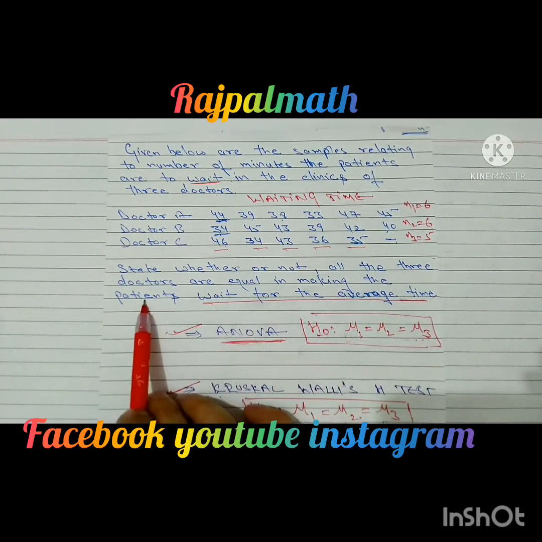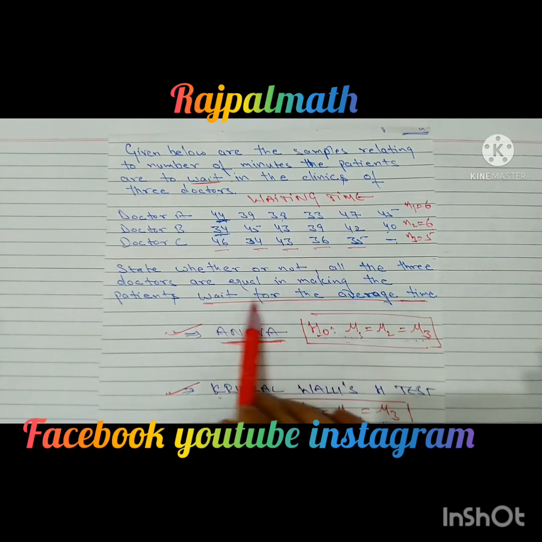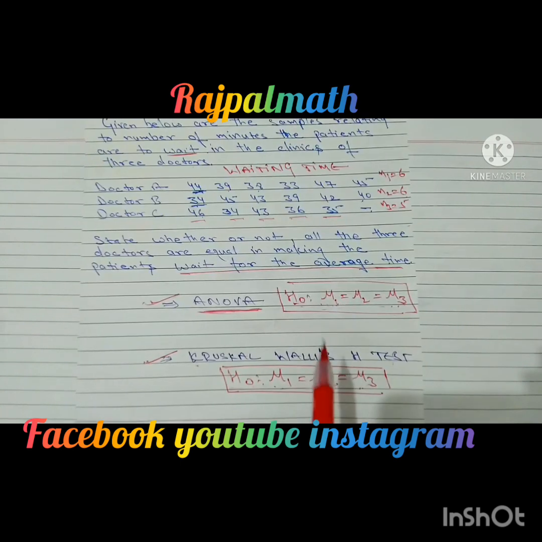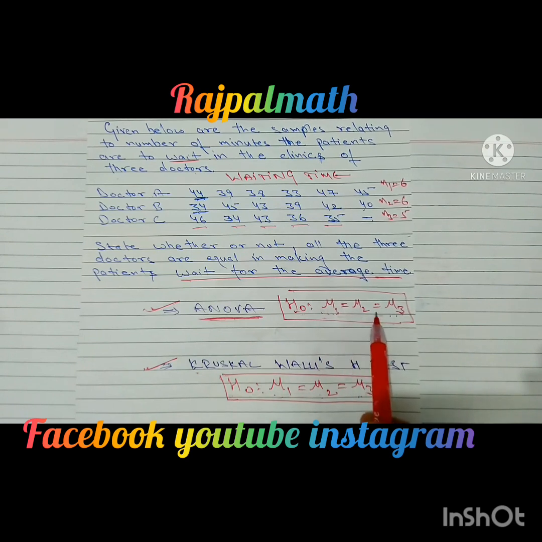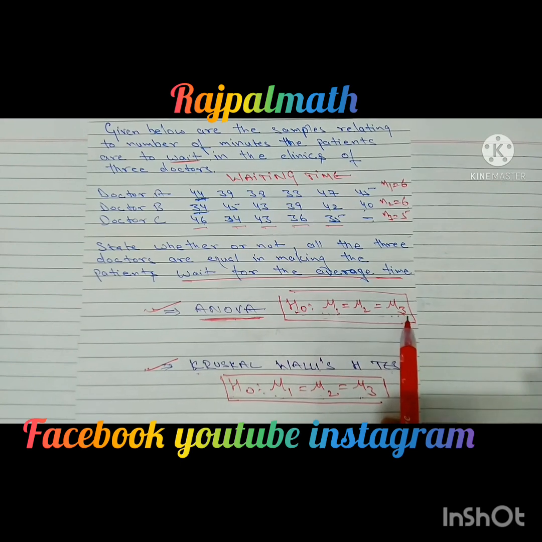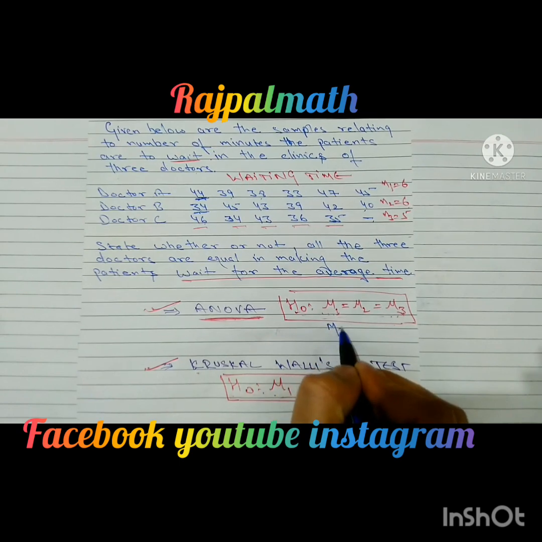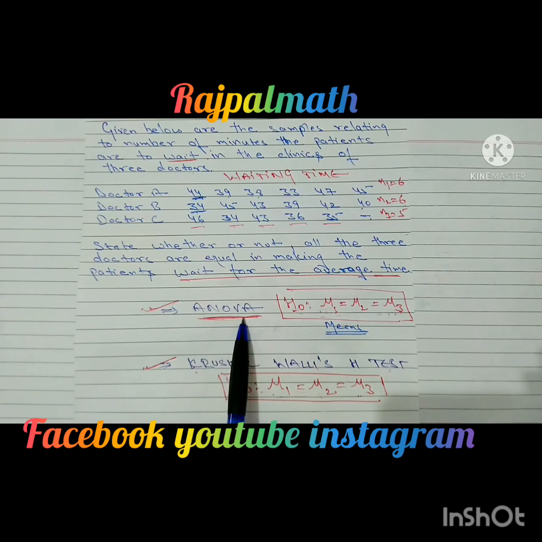That means equal in making the patients wait for the average time. We have to check this hypothesis first by ANOVA table, then by the non-parametric form of ANOVA. The non-parametric form of one way ANOVA is the Kruskal Wallis H test. So the null hypothesis for ANOVA table is mu1 equals mu2 equals mu3, meaning population means are equal. Population means are equal is the null hypothesis for ANOVA table.